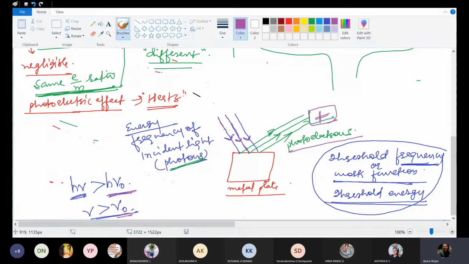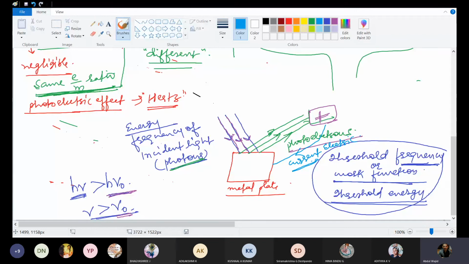If this incident light, or photon, has greater energy than what is required for the ejection of photoelectrons from this metal surface, then only will ejection be possible. These electrons will be collected over here at some positive point, and electric current will start flowing from this point to this point, just opposite to the direction of the photoelectrons.